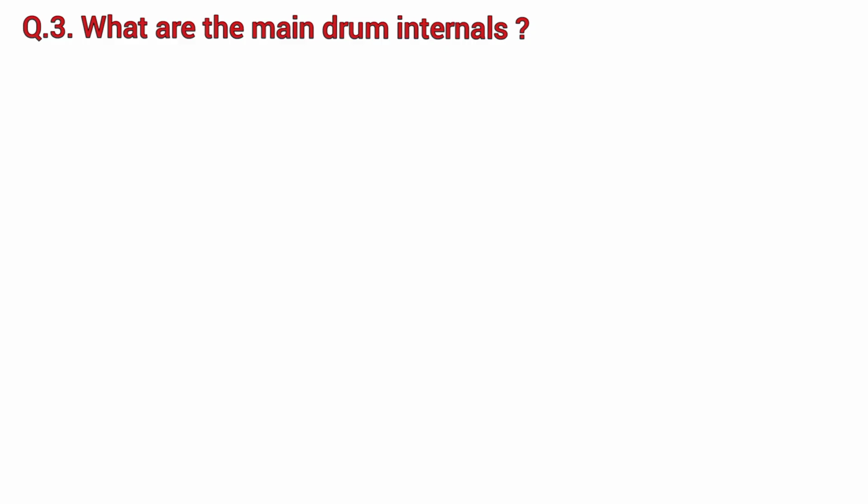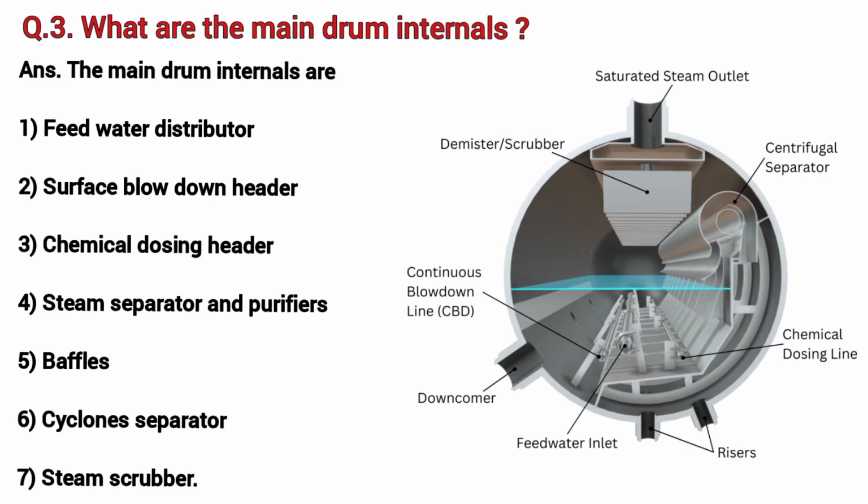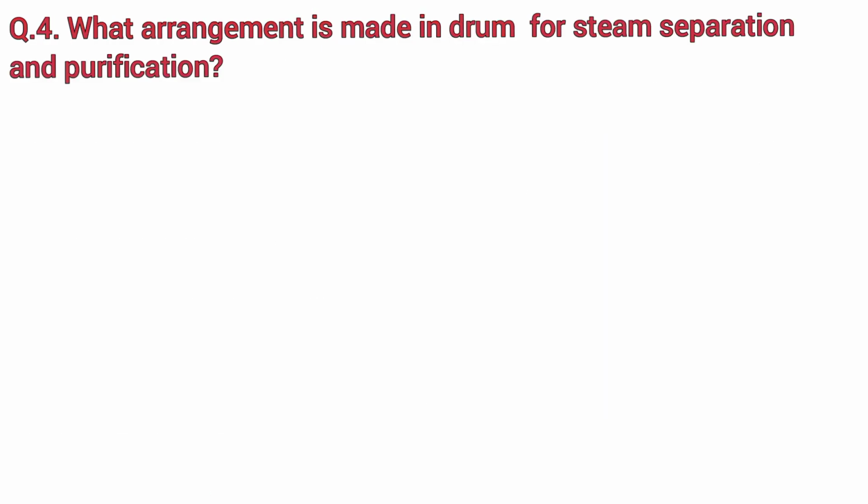What are the main drum internals? The main drum internals are: 1. Feed water distributor. 2. Surface blowdown header. 3. Chemical dosing header. 4. Steam separator and purifiers. 5. Baffles. 6. Cyclone separators. 7. Steam scrubber. What arrangement is made in the drum for steam separation and purification?